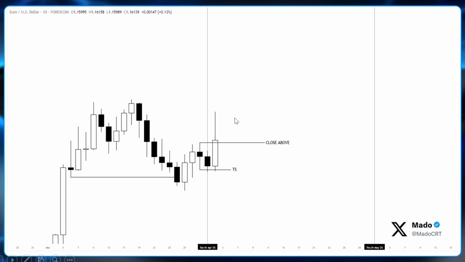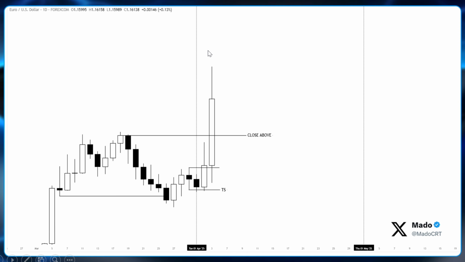So now price is ready to expand. And look what happens next. Clean expansion, fast displacement. Exactly what we discussed earlier. After a turtle soup, price should not consolidate. It should expand immediately. That completes our turtle soup phase of TSQ.